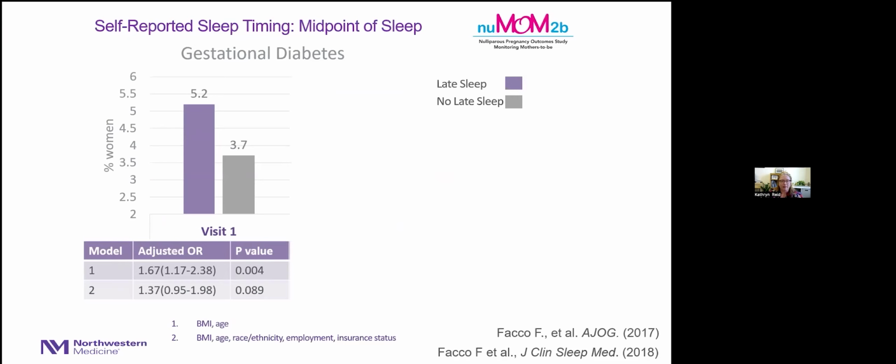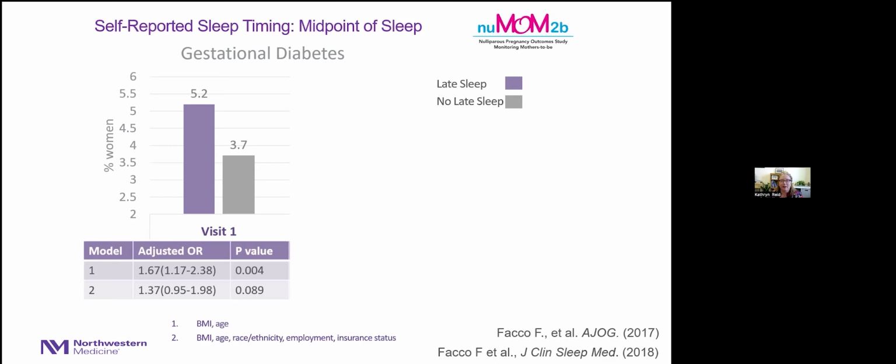So we showed in relation to metabolic function that late sleep timing, and in this case, late sleep timing was defined as a mid-sleep point that was after 5 a.m. in the morning, and the late sleep here is in purple. And this is women with gestational diabetes. What we showed is that if you had late sleep, you were more likely to have gestational diabetes than if you had earlier sleep time. And this was significant after adjusting for age, ethnicity, employment, and insurance status.